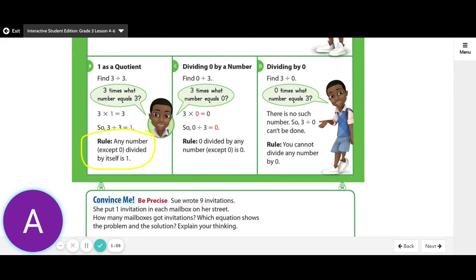Dividing 0 by a number. 0 divided by any number except 0 is 0. So 0 divided by 3 is 0, 0 divided by 10 is 0, 0 divided by 7 is 0. It would always be 0. 3 divided by 0, we cannot divide any number by 0, so that would not work. We would just have no answer for that one. So anything divided by itself is 1. 0 divided by any number is 0, and you cannot divide any number by 0.